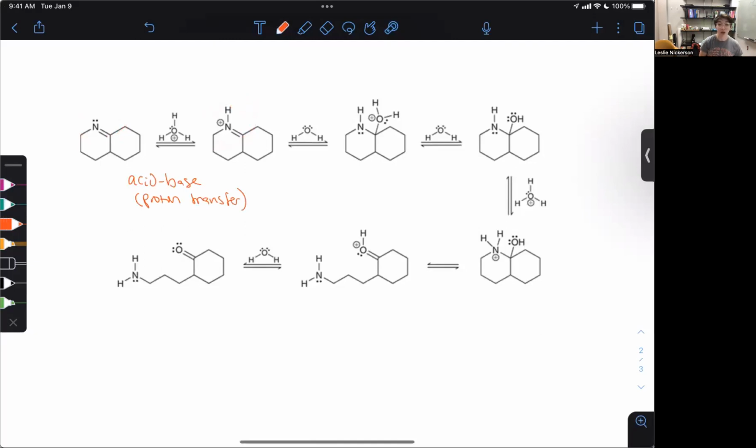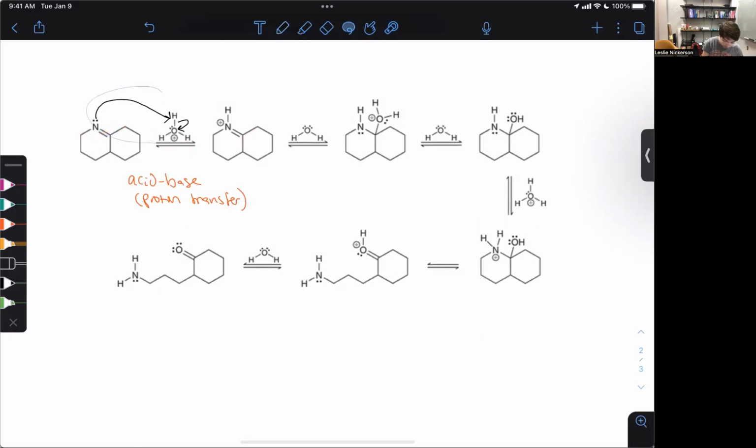I don't really care which one you call it. It doesn't matter to me. So the way that's going to happen, I'm going to use my nitrogen as my basic atom, and my hydronium is my acid, okay? So we're going to use the nitrogen lone pair to make a bond to the H, and then that bond will give the electrons to the O.